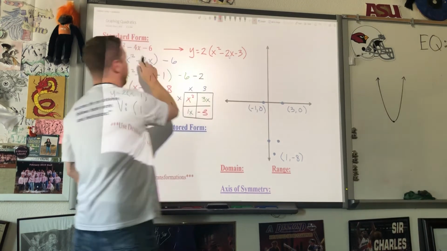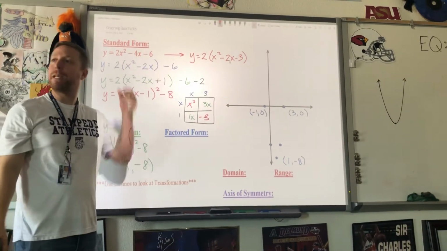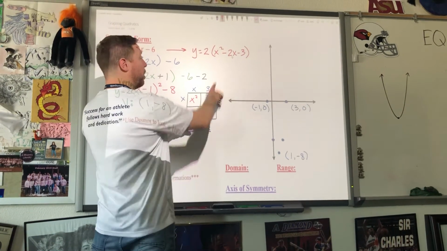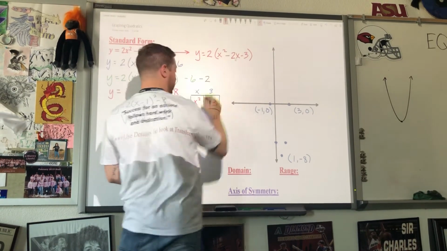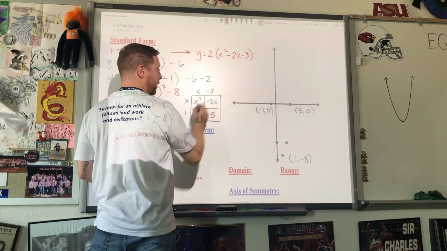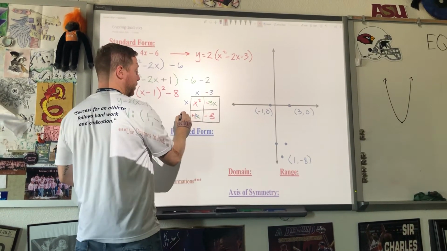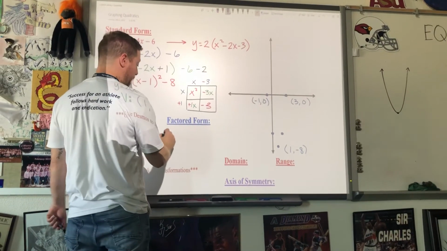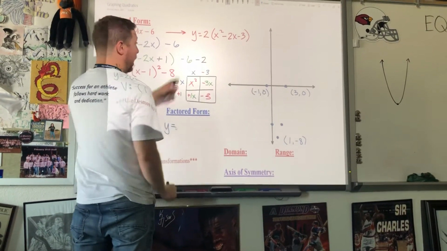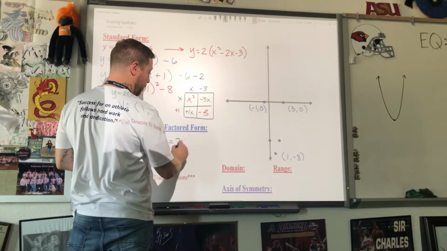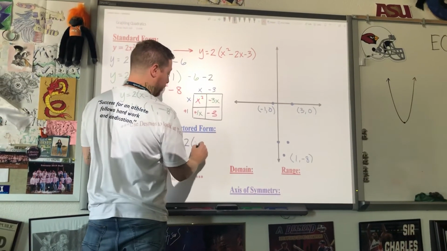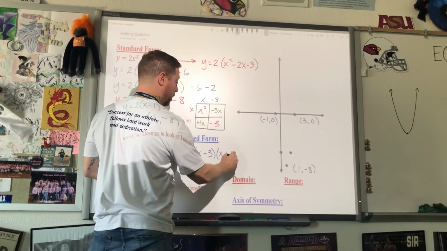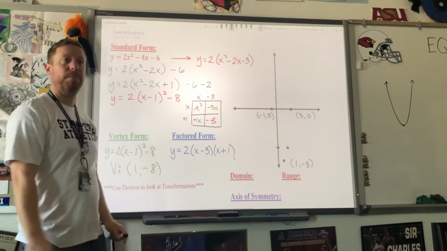2 times negative 2x gives me that negative 4x. Oh, Aslan, speak up. All right, let's see. So here, can 3x and 1x make negative 2x? Yes, if I make this negative and this positive. All right, so here's what I got. I've got y equals, I still have my 2 that was factored out front, and now I've got x minus 3 and x plus 1. Factored form. Yay.